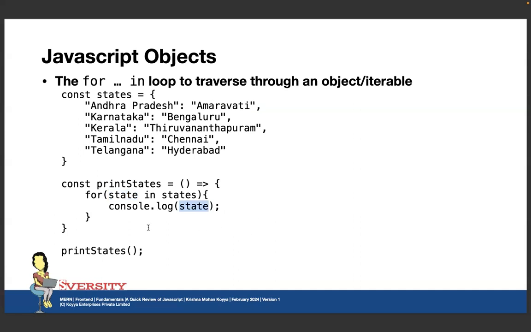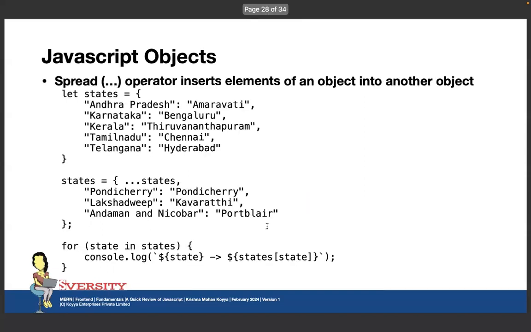as the values. If you want to print values also, then this is how you do it. You get the key and you access that value within the JSON by supplying the key. Then it will print Andhra Pradesh arrow Amravati, Karnataka arrow Bangalore, and so on. That is for in. All right, so these are JavaScript objects.